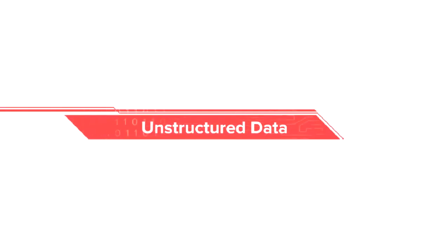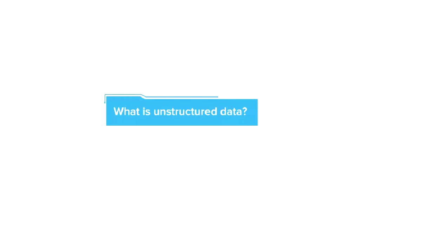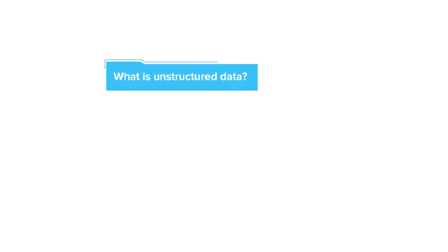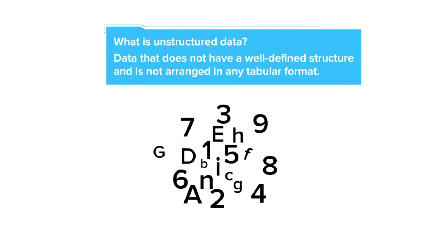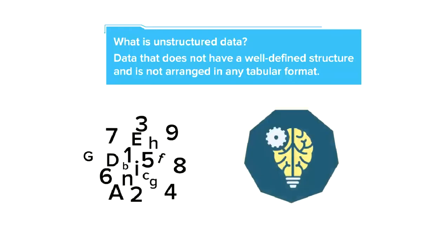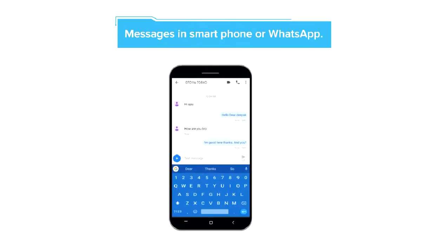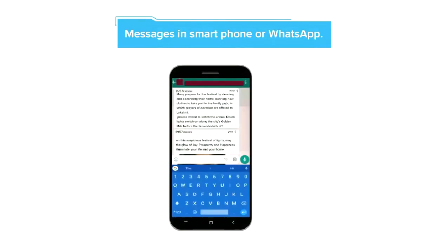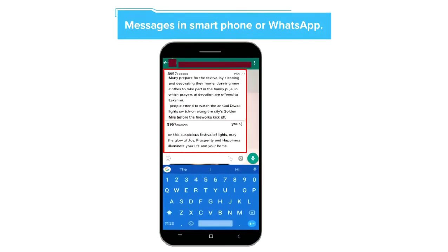Similarly, we have unstructured data. So what is unstructured data? As the term suggests, the data which does not have a well-defined structure and is not arranged in any tabular format is called unstructured data. This kind of data is easily readable for humans, but is difficult for machines to read. For example, the messages you receive on your smartphone or your WhatsApp conversations. They do not follow any pattern or structure and don't have any tabular format. It can be very easily understood by humans, but is too difficult for machines to comprehend.